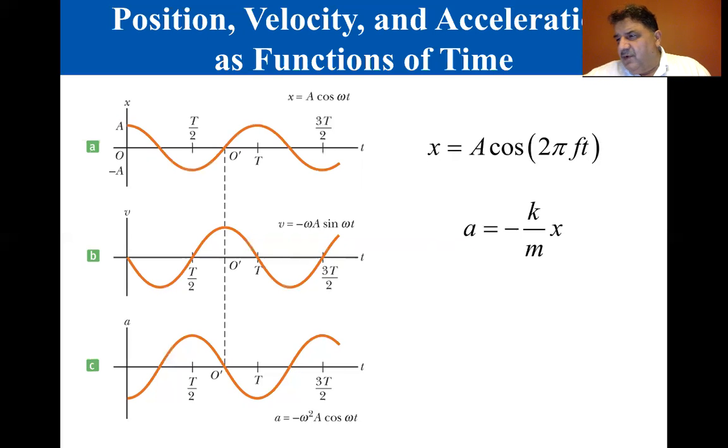To derive the equation for the acceleration, start with the position equation and the equation for the acceleration, which we derived from Newton's second law. Combining equations and substituting omega squared, we get this result.